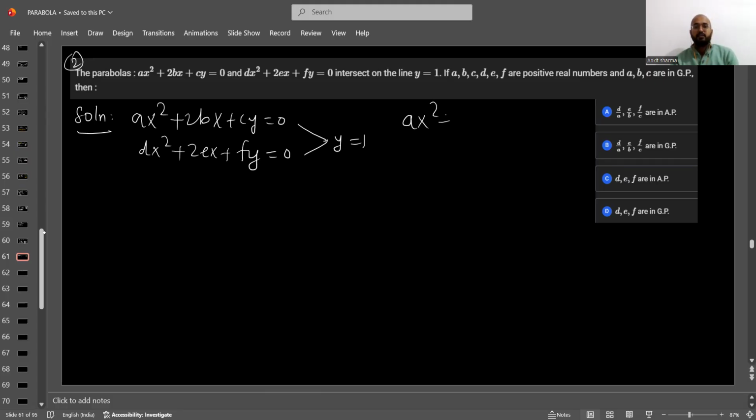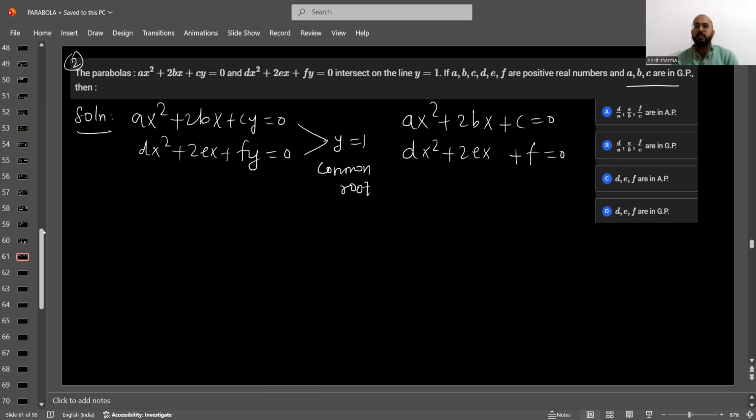So I'll have here Ax squared plus 2Bx plus C equal to 0, and we have Dx squared plus 2Ex plus F equal to 0. We are saying intersecting, that means these two curves have a common solution, a common root. This is called the common root. If I consider them to be quadratic equations, then these two quadratic equations have a common root, so we can apply the condition of common roots.